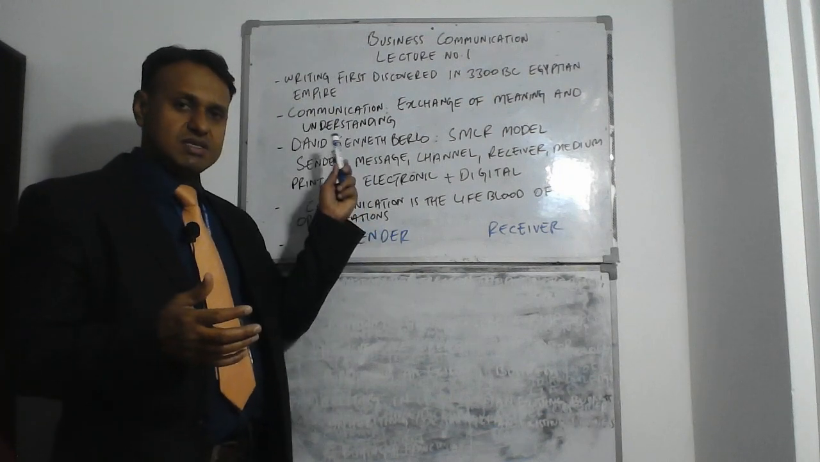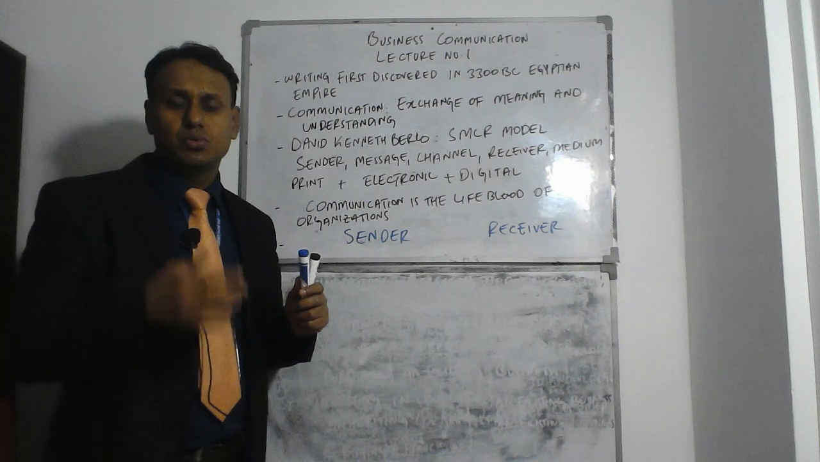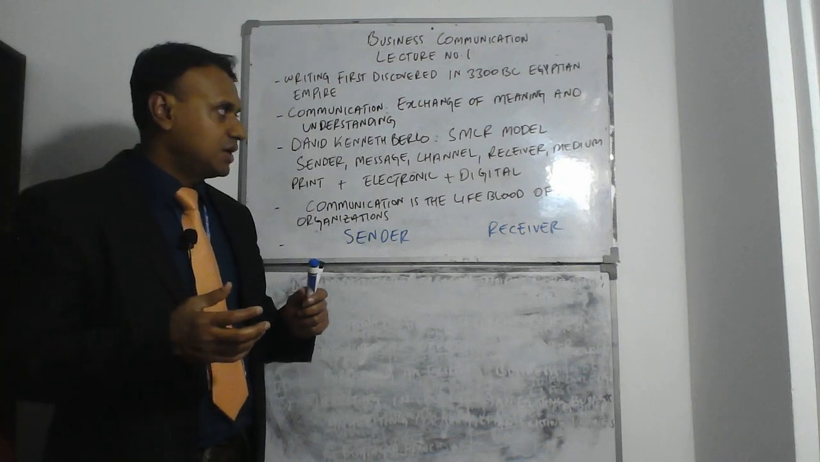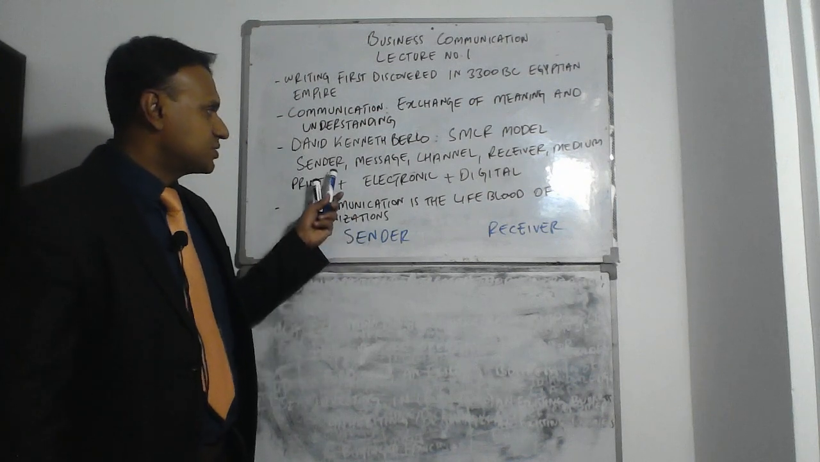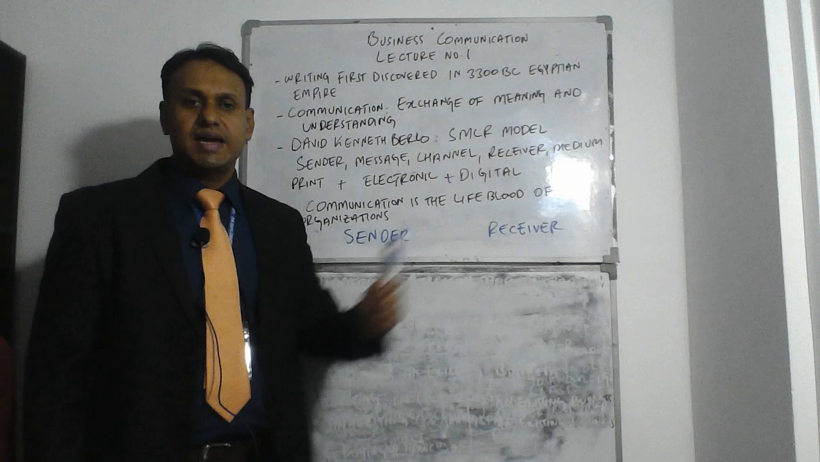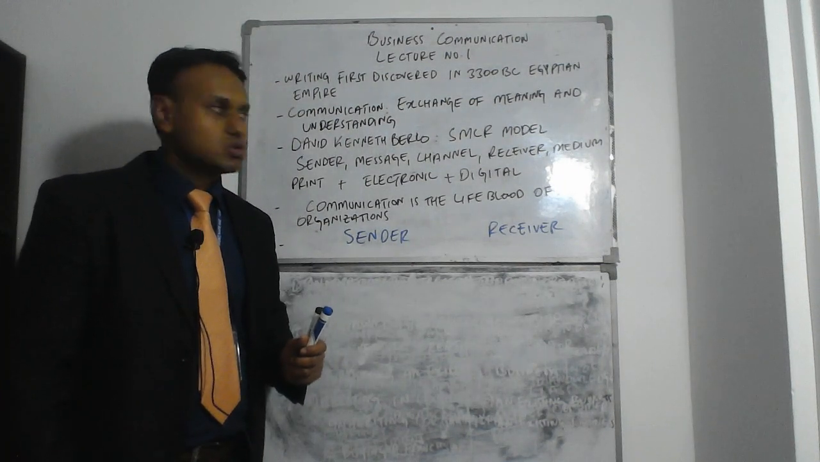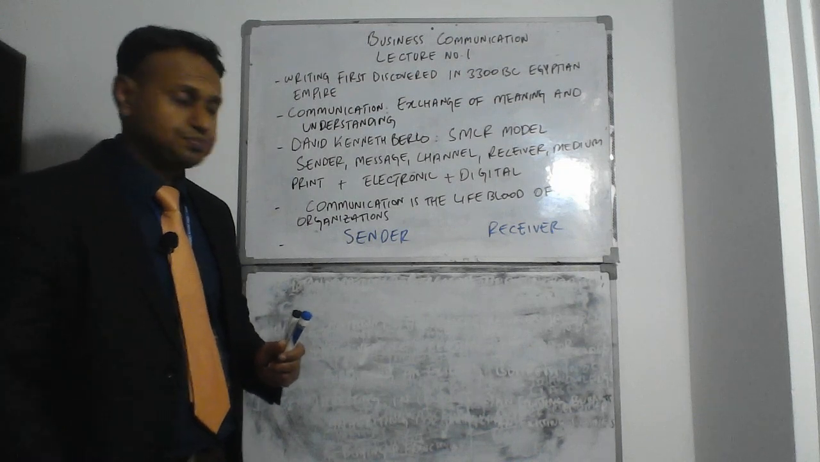And in order to understand this communication process, one model I have got is by D.K. Berlo, known as David Kenneth Berlo, and he gave the model of SMCR. SMCR is about sender, message, channel, receiver, but I have added another element called medium here. So I've added an extra element that is medium, and I'll be telling you why.